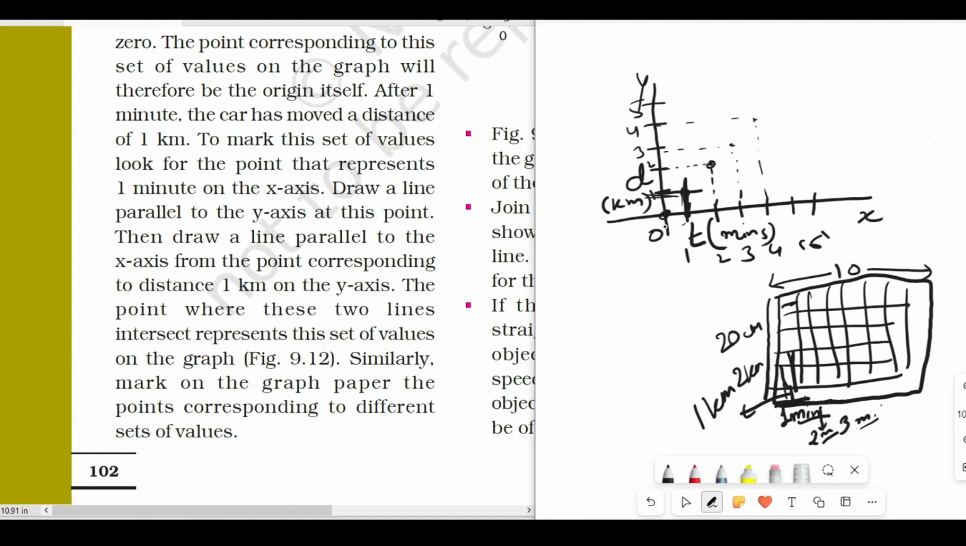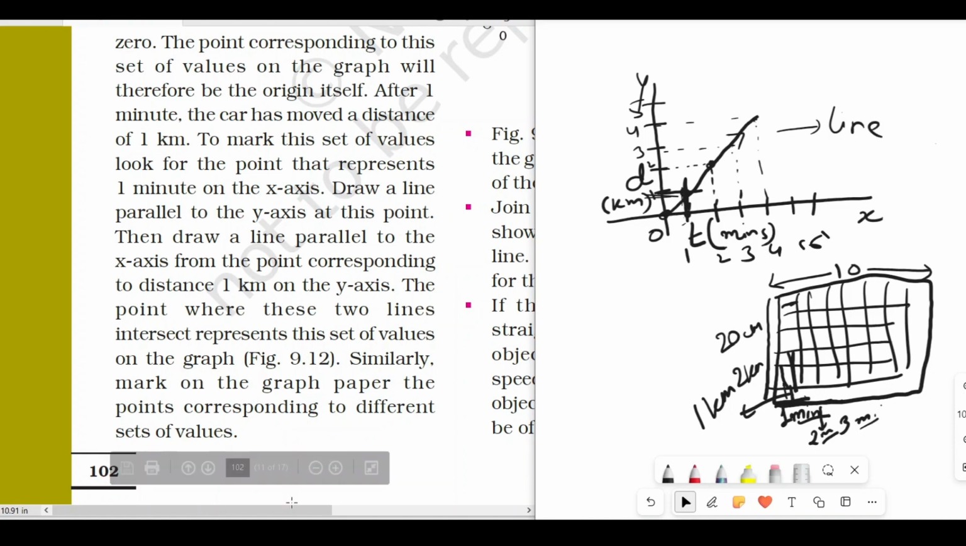ठीक है, तो आपको एक पैटर्न दिख रहा है। Now if you join all these points, you get a straight line. Okay, so this is a straight line, and that's why we are seeing that this represents the points which is shown in the table. Also, if you see a line, what does this show? This is a line graph.